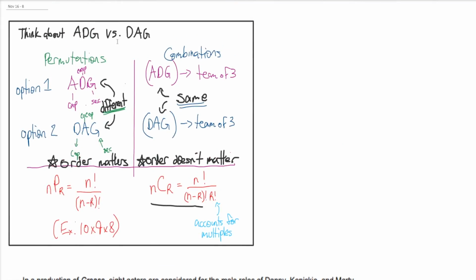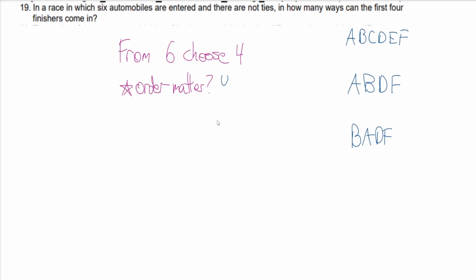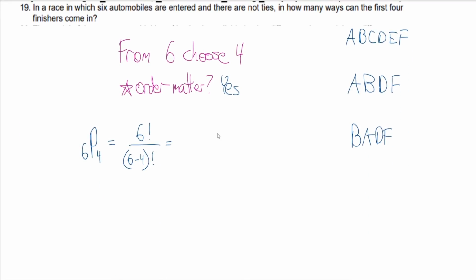That's what this big ugly thing is. We have to consider one versus the other. In this one, they're different. In this one, they're the same team, right? So we're doing a permutation because the order matters. So the permutation is now 6 permutation 4. The formula looks very similar, but it doesn't have that extra r factorial. And so really it's just 6 times 5 times 4 times 3.